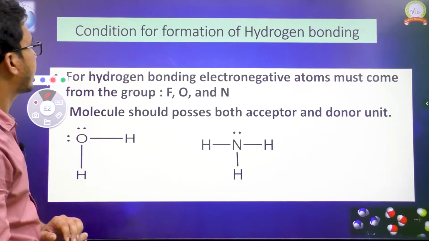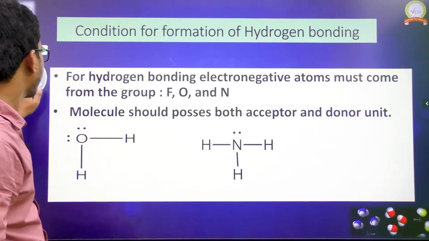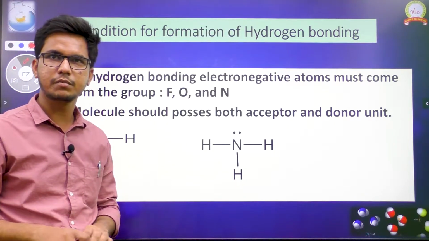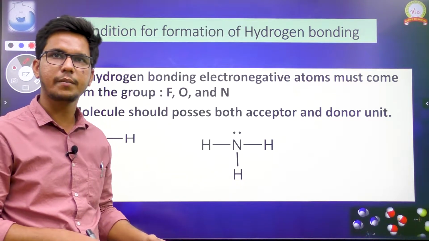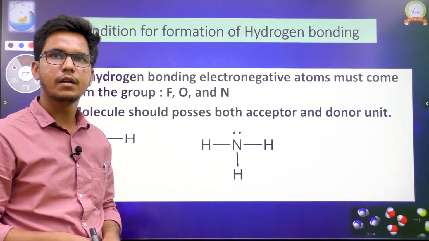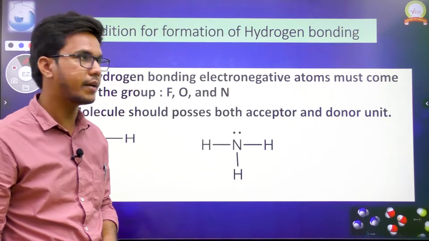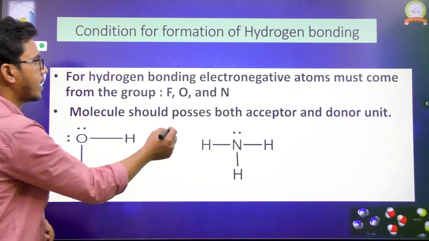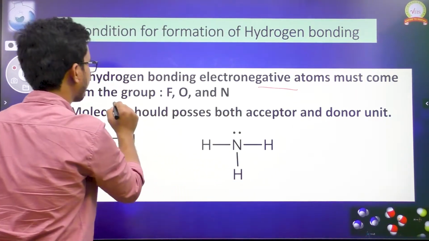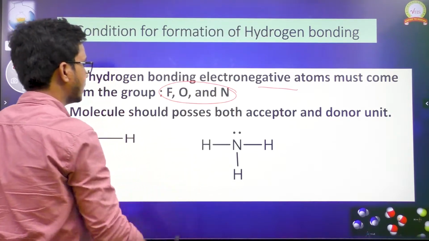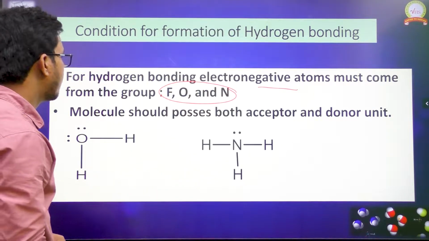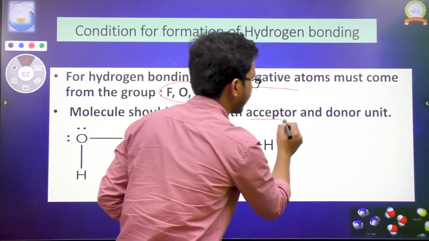What is this here? Conditions for the formation of hydrogen bonding. Okay, we have seen what is meant by hydrogen bonding, and where it forms, and let us see the conditions by which hydrogen bonding can be formed. As we have already discussed, the electronegative atoms must come from the group called fluorine, oxygen and nitrogen. The molecule should possess both acceptor and donor units.